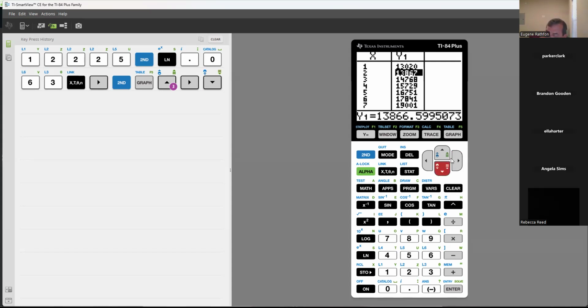If I look in the bar, I got 13,866 point, oh, y'all look at that, 599. That's going to round up to a 0.60, because that first 9 will be a 0, which turns the 5 into a 6. All right, then I'll go down to 5 years. So at 5 years here, I'm at 16,751.42.